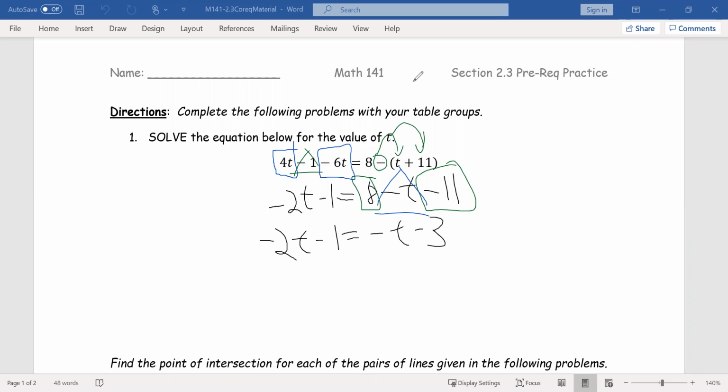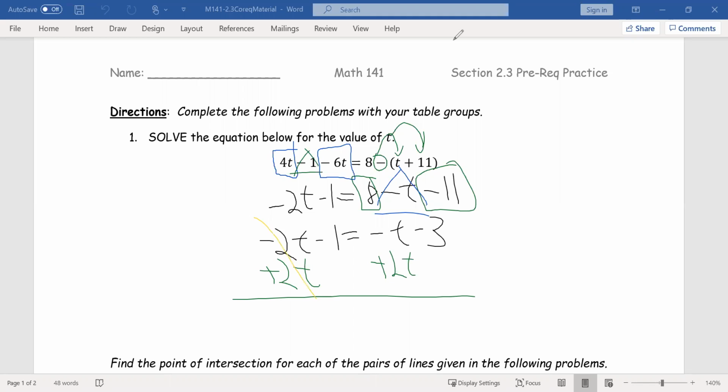minus 3. And now, just like when we were solving to find the intersection point of two lines, we need to get all of the terms with variables on one side of the equation, and all those that do not have a variable on the other side. So I'm going to start that by adding 2t to both sides. I'm doing that just because I want to try to get rid of my negatives. I could have added the t to the left-hand side. That would have been fine too.